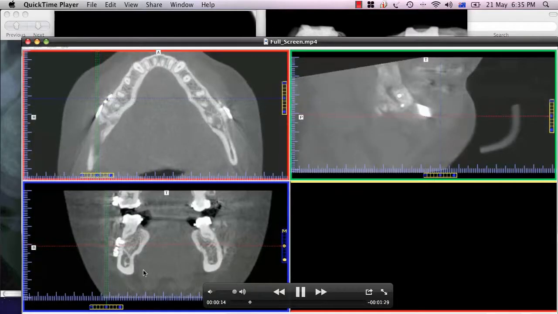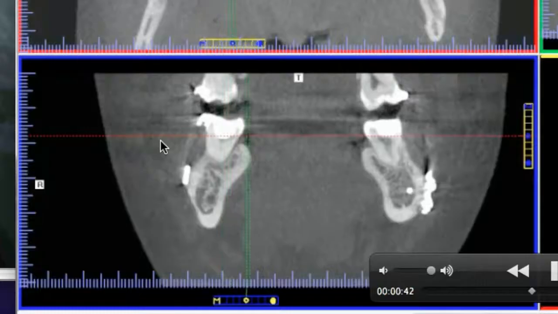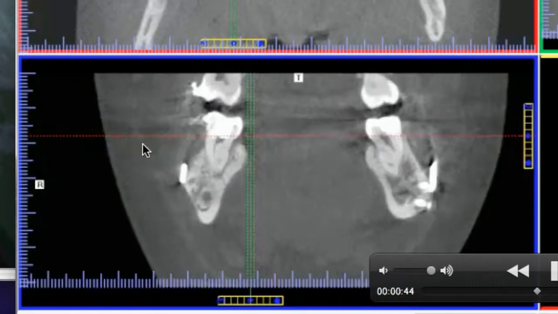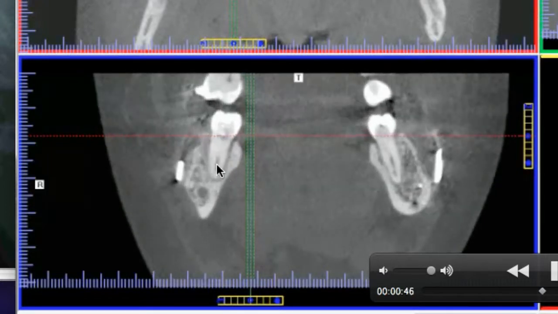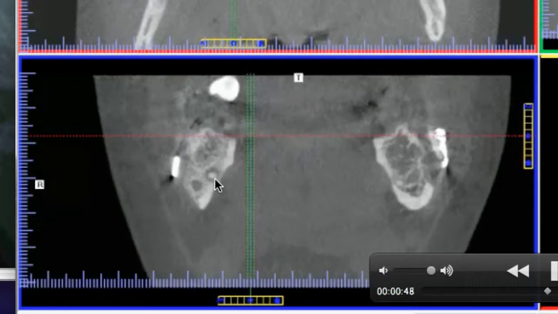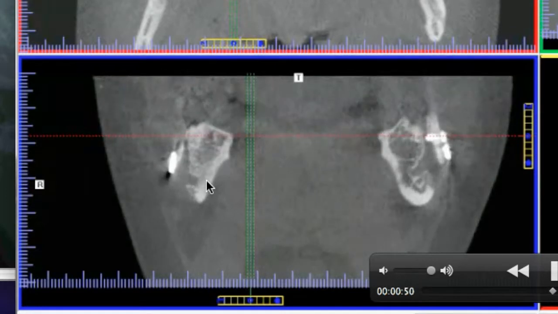We'll have a look in the coronal view, and we're now moving from front to back. We can see that one canal reforming, moving distally, a little bit buccally as well.